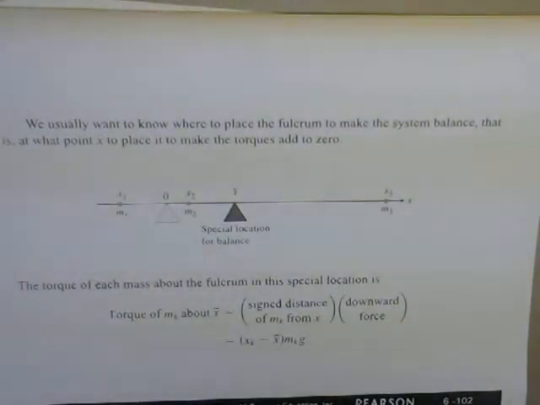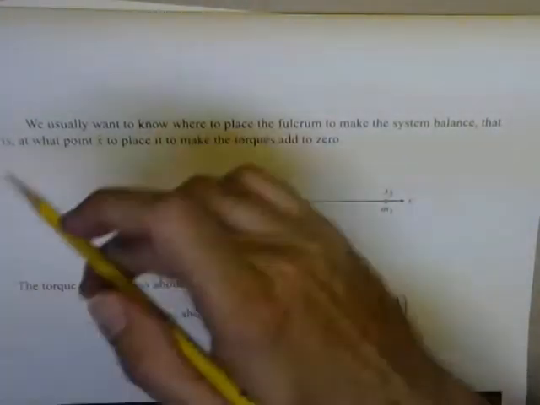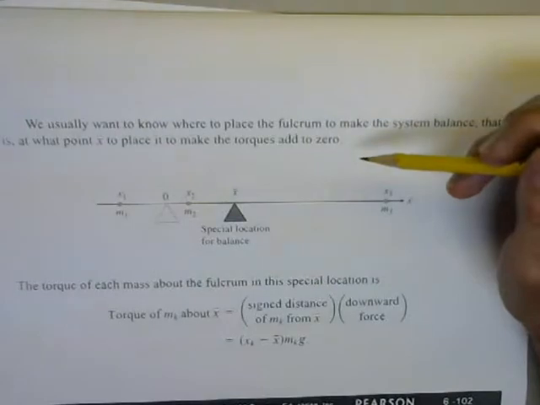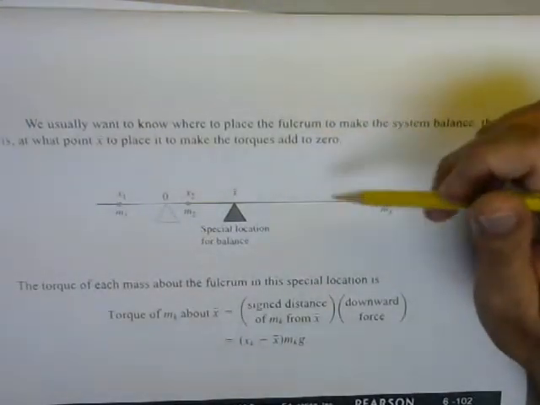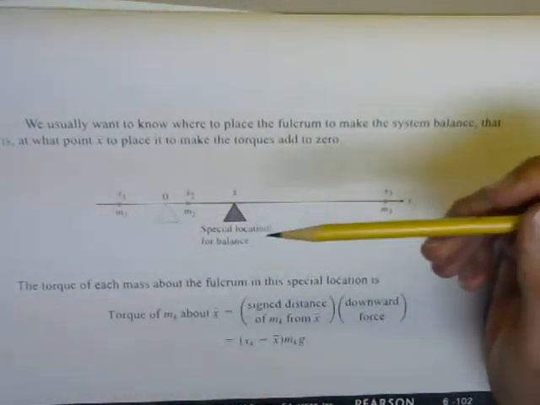And so we usually want to know where to place the fulcrum to make the system balance. That is, at what point, which we'll call the fulcrum X bar, do we place it to make the torques equal to 0, or to make the teeter-totter balance?